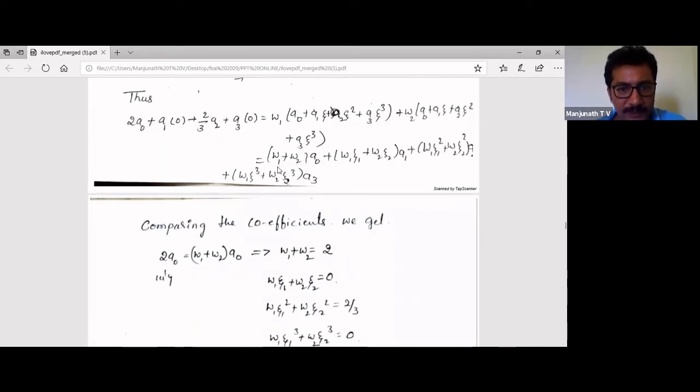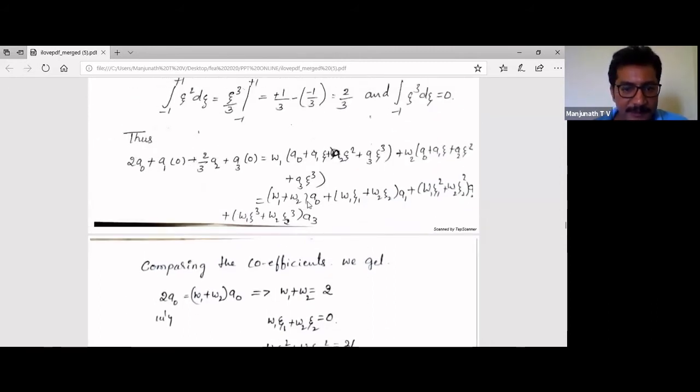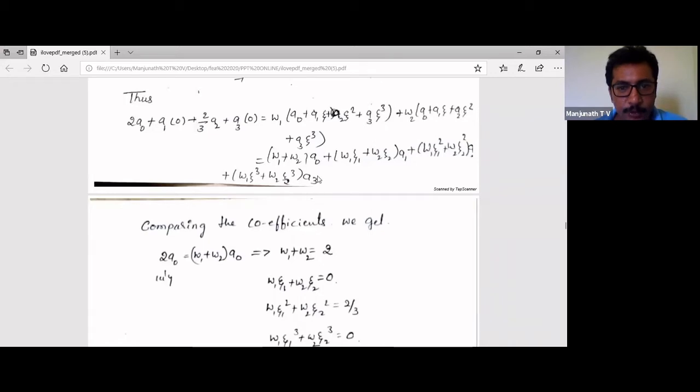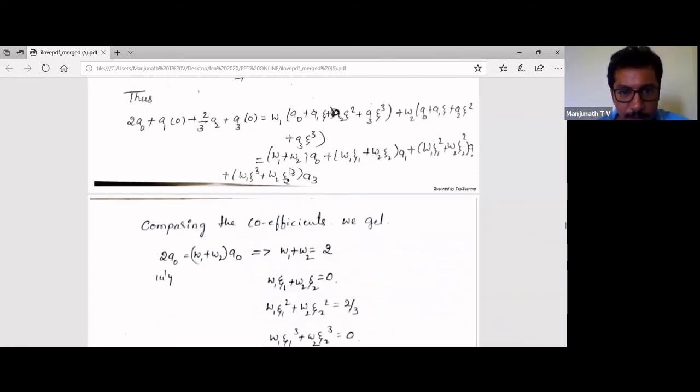Now, considering both the left and right side equations, we can compare the coefficients, because the A0 term is there on both sides. As we compare, we get 2A0 equal to the right side term (W1 plus W2) A0. You can compare both equations. As we compare the coefficients, 2A0 equals (W1 plus W2) A0, so A0 gets cancelled, and the value of W1 plus W2 remains 2.